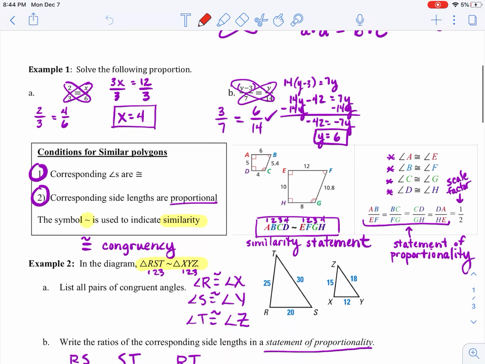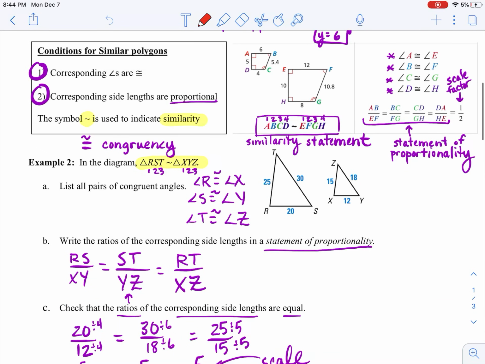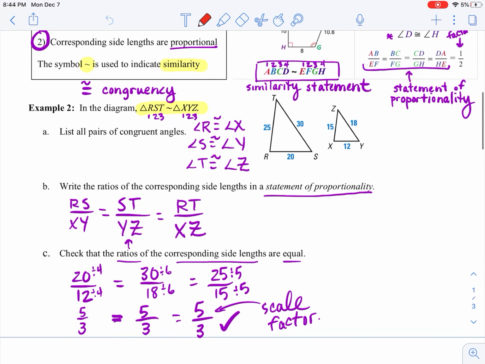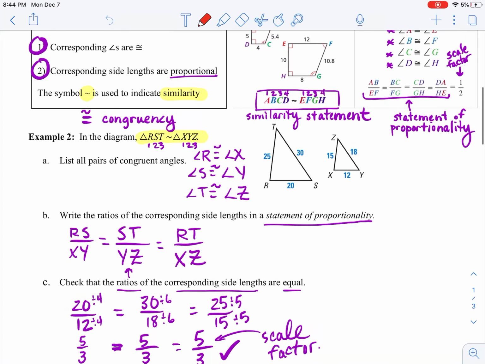The reason we want to know how to solve a proportion is because when we're dealing with similar polygons, our side lengths will be proportional rather than congruent. Our angles will still be congruent, but our side lengths will be proportional. And so we learned some new vocabulary. We learned that the similarity statement tells you how everything matches up. We learned that when you make the fractions out of all the sides, you create a statement of proportionality. And when you actually plug the numbers in and reduce those fractions, you create what's called the scale factor.